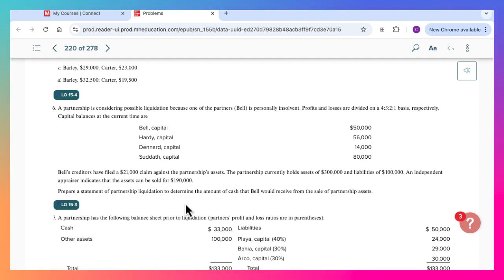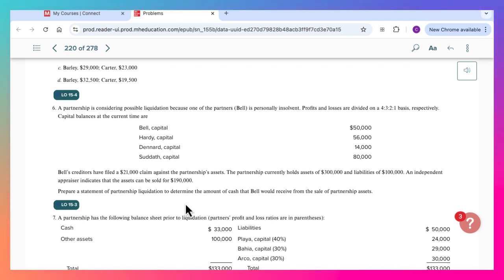Basically, what they want us to do in this problem is to prepare a statement of partnership liquidation to determine the amount of cash that Bell would receive from the sale of the partnership assets. So what happened here is we have a partnership, and they're considering possible liquidation because one of the partners is personally insolvent, okay? So we have the four partners. We have their capital balance accounts, and we have their profit and loss ratio, of how they're going to split the profits and the losses.